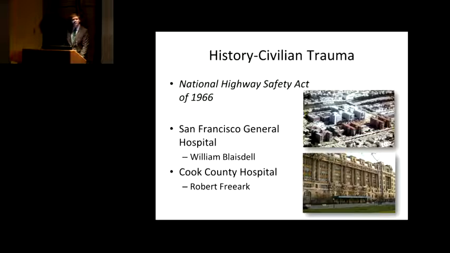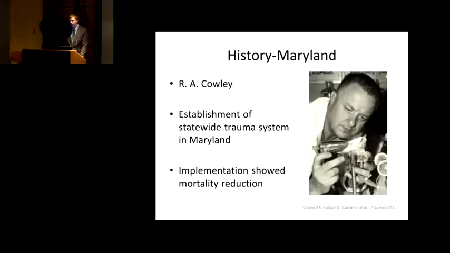And 2 different hospitals at that time were credited with becoming the first trauma centers. The first is San Francisco General Hospital under the leadership of William Blaisdell. And the second was Cook County Hospital under the leadership of Dr. Robert Freark. A little closer to home, we actually see the development of the system in Maryland.